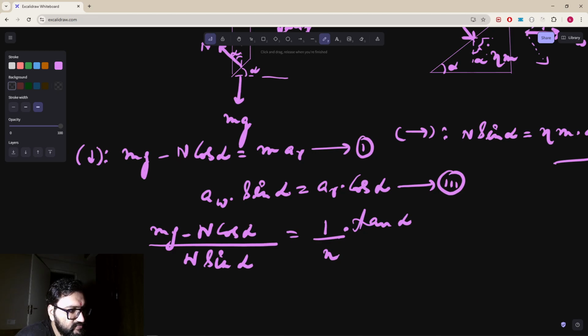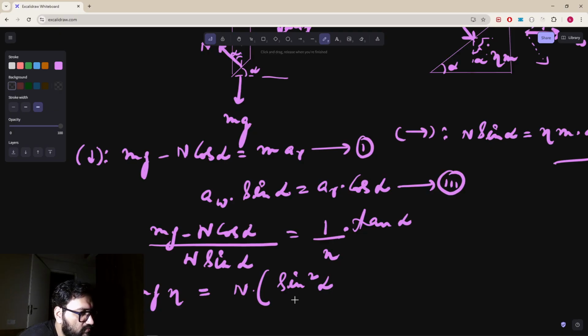Right? So if I try and solve this, I get a few things. Mg times eta is equal to N into sine square alpha divided by cos of alpha plus eta into cos of alpha.